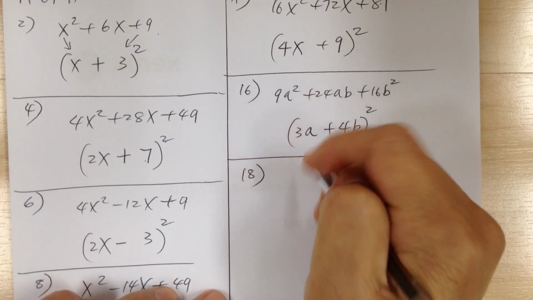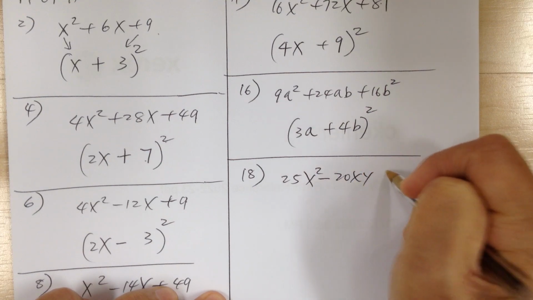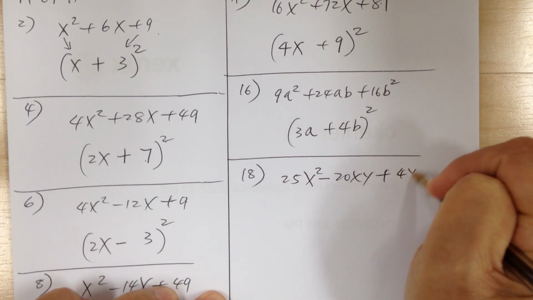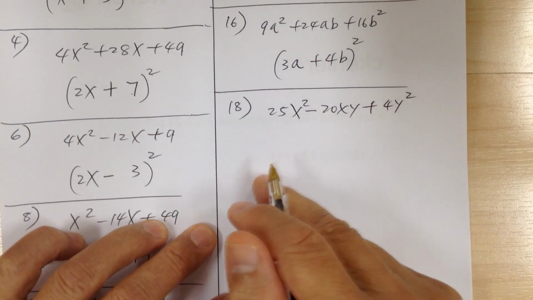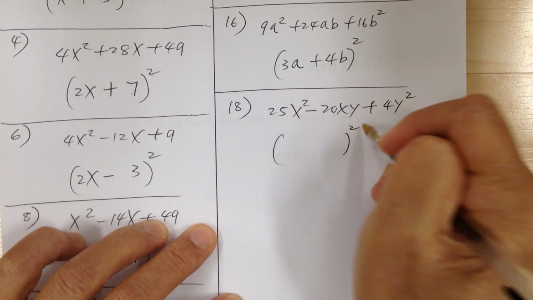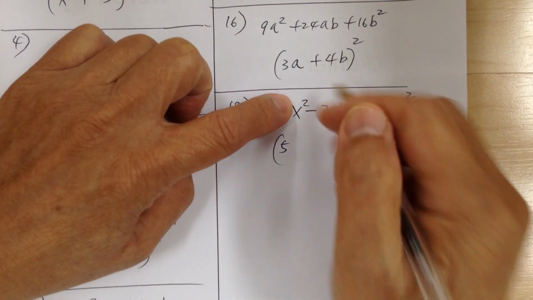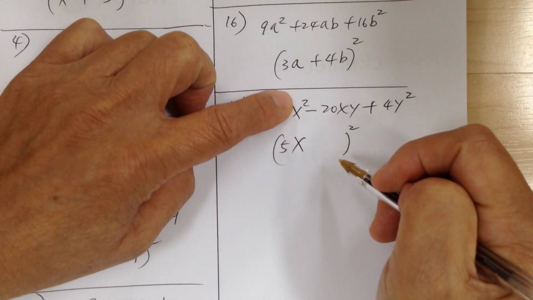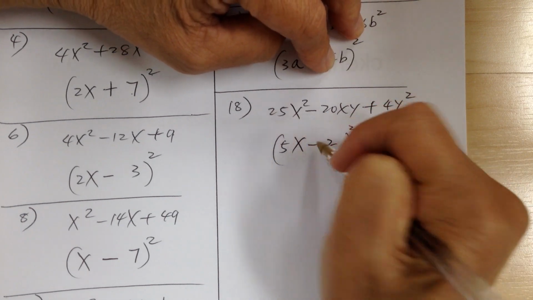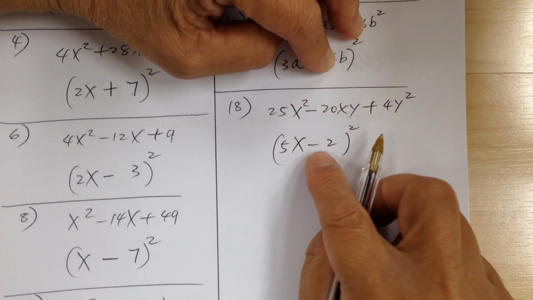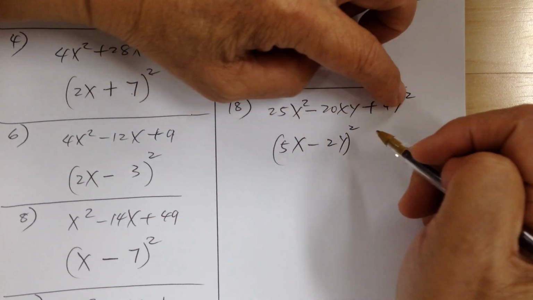Okay. 18. You got 25x squared minus 20xy plus 4y squared. So you can go to your step 1, then you go to step 2b. Okay, so from here you get 5. 5 squared gives you 25. To get x squared you need to have an x, right? So this you get that. From this you need to get 2, and you have to use minus because to match the middle you need to get minus. So negative squared still gives you positive.